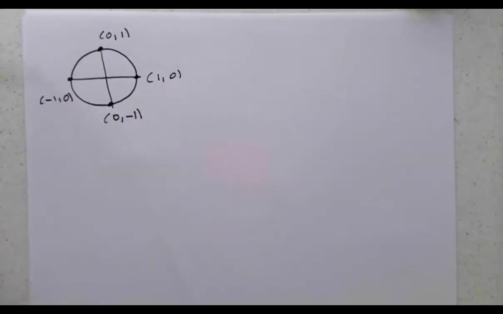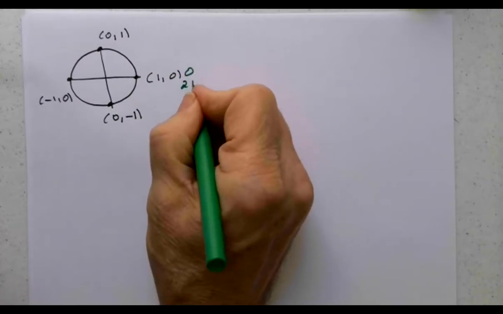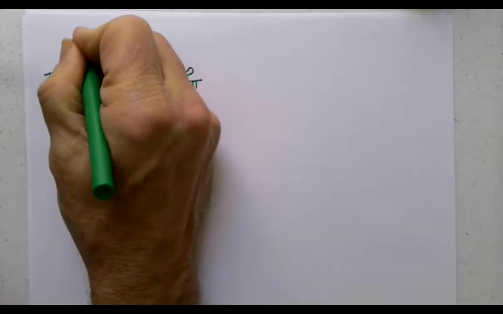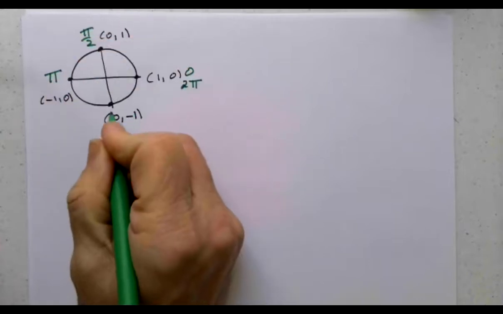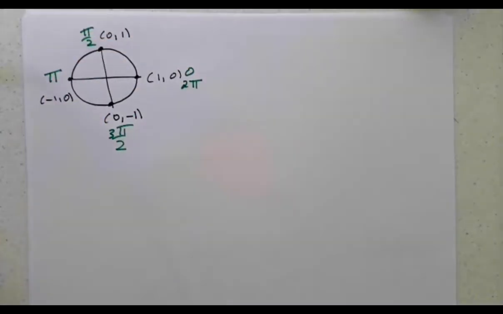Why do I use that initial point twice? Because it's 0 radians. It's also 2 pi radians all the way around. Pi radians here, so halfway here is pi over 2 radians, 3/4 of the way, 3 pi over 2 radians. And the x value is cosine and the y value is sine.